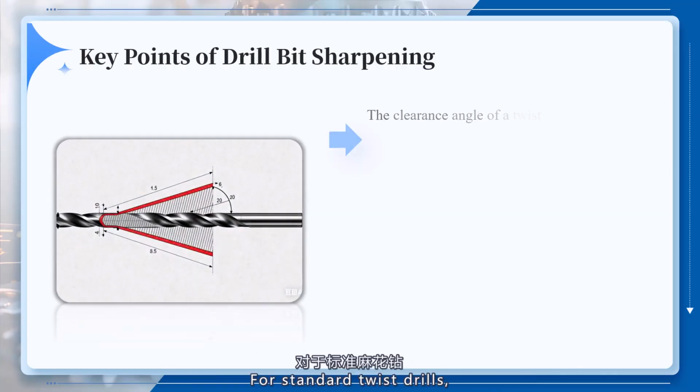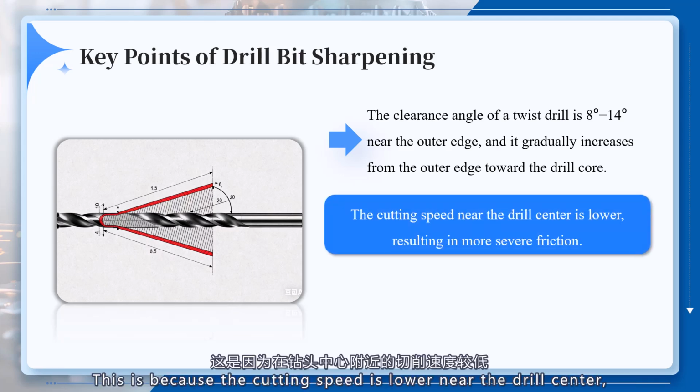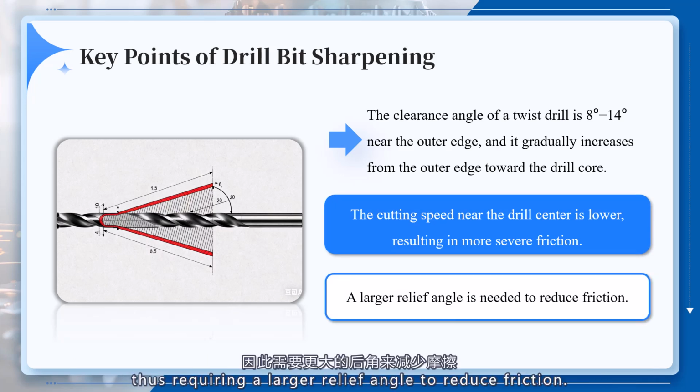For standard twist drills, the relief angle near the outer edge ranges from 8 to 14 degrees and gradually increases from the outer edge towards the drill center. This is because the cutting speed is lower near the drill center, resulting in more severe friction, thus requiring a larger relief angle to reduce friction.